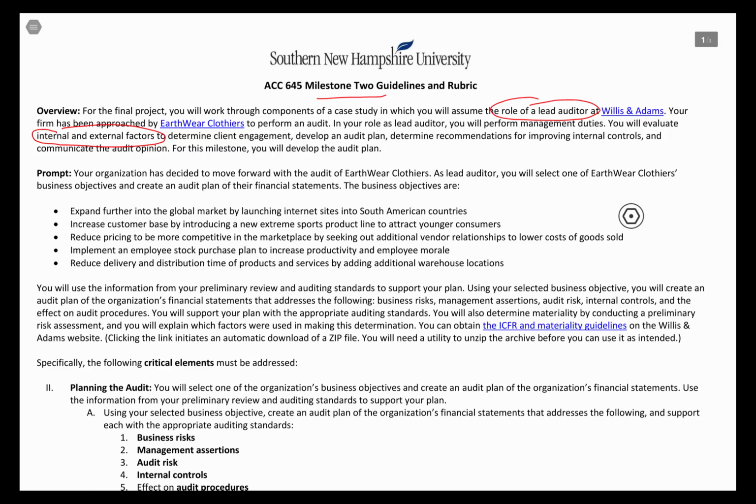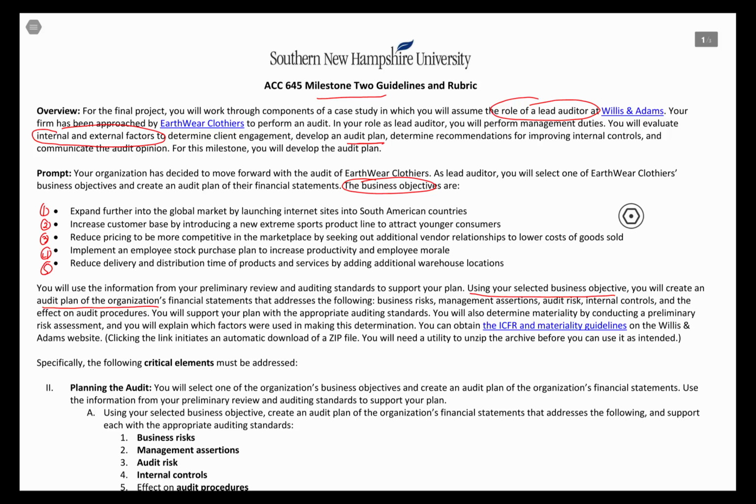In this part, we're going to be developing the auditing plan, and we're eventually going to talk about improving the controls. So we've decided to move on with the audit, and here as the lead auditor, we have identified these 5 business objectives, and you are going to select one of those objectives and create your auditing plan around it. And the auditing plan obviously has to address the financial statements.